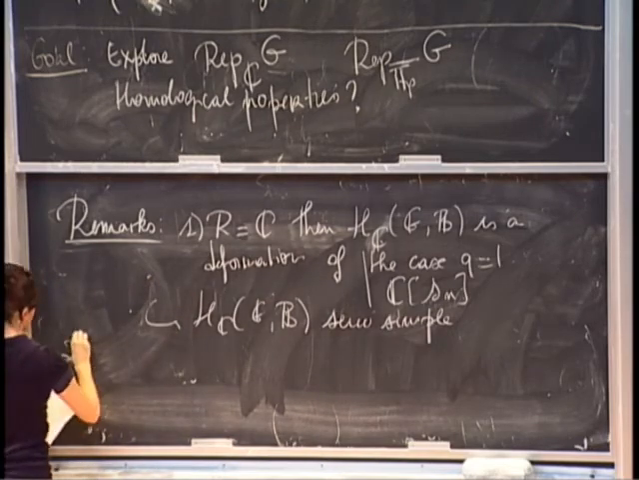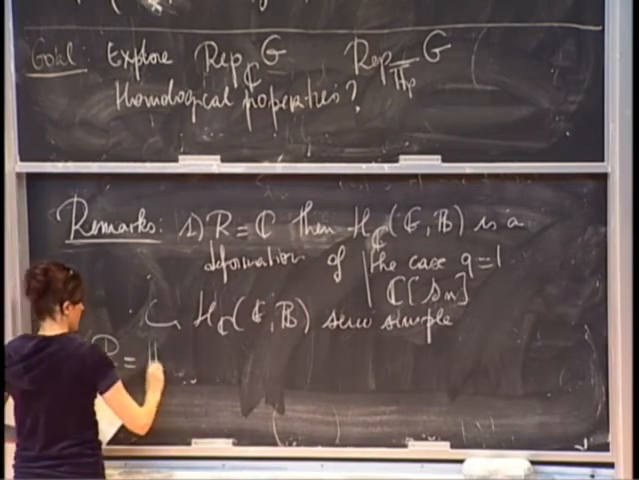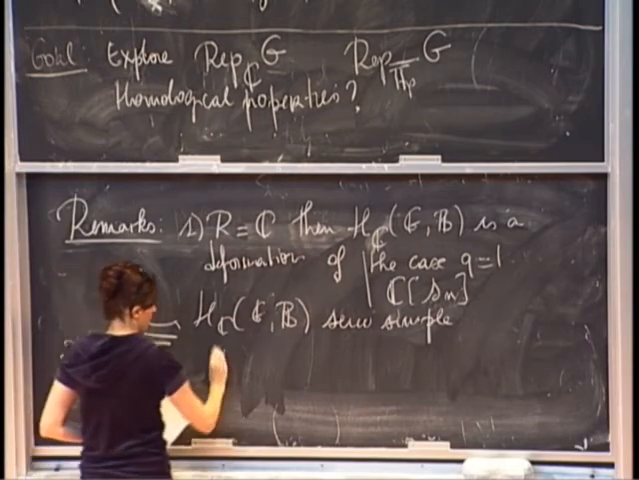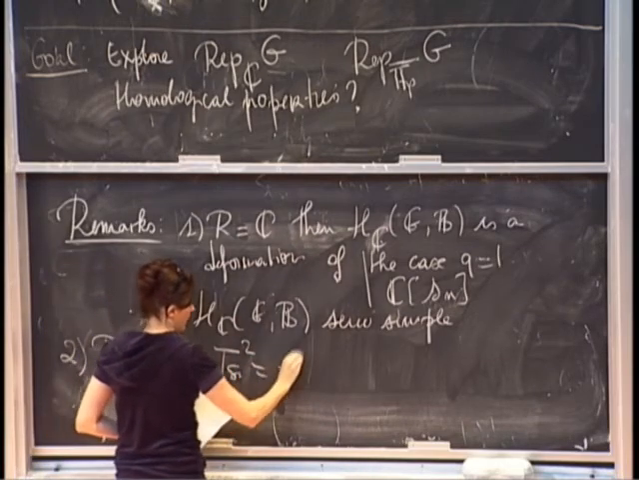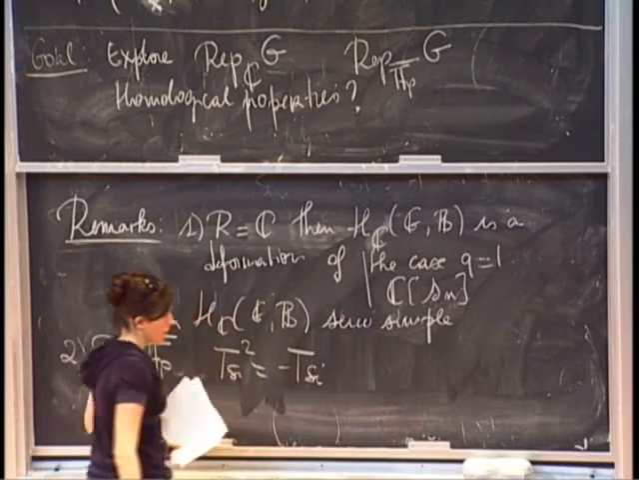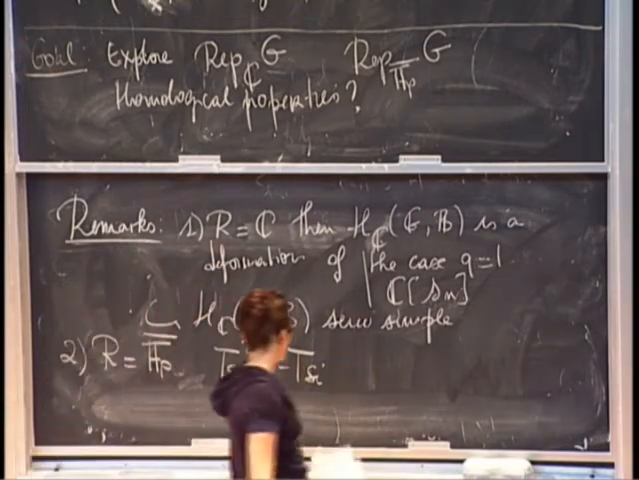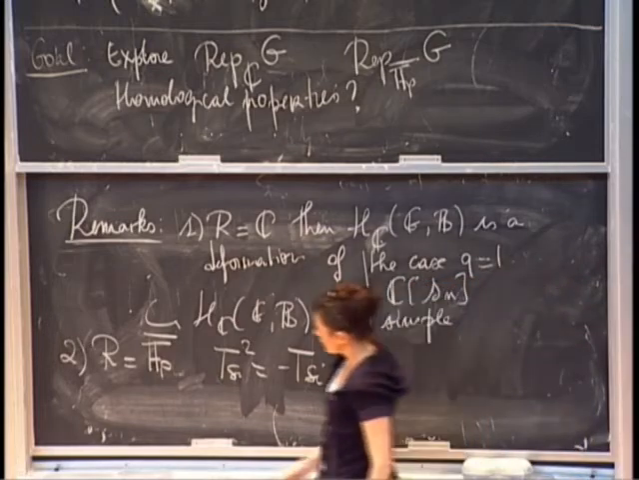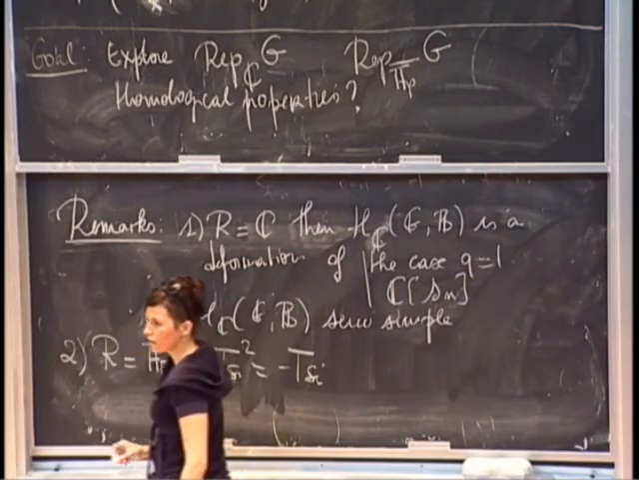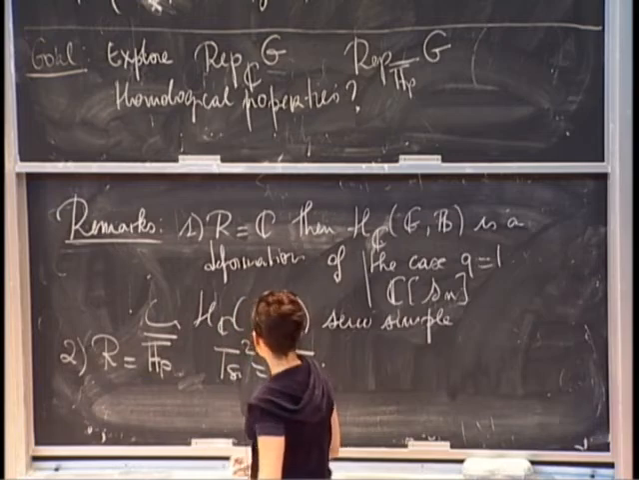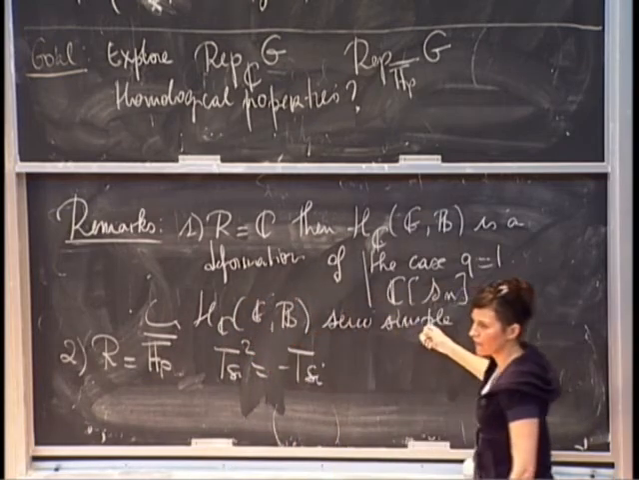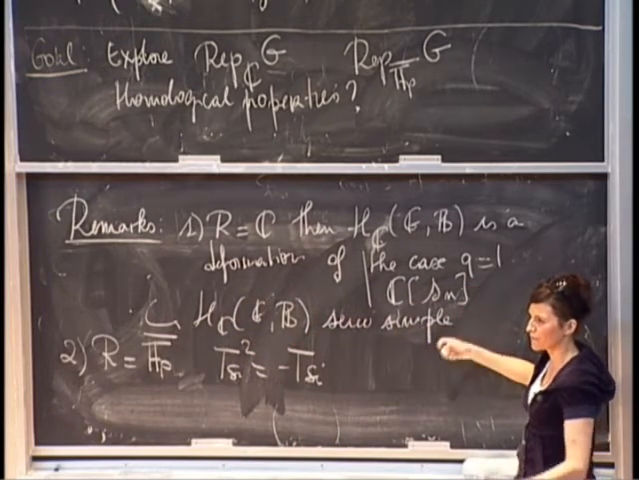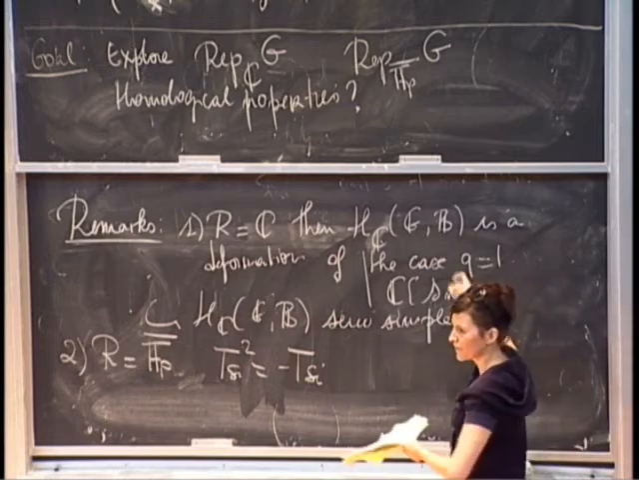But now if I switch to characteristic p, as I said, the quadratic relation becomes T_{S_i} squared equals minus T_{S_i}. So we can't really, I mean, this argument is wrong. And what can be proved is that, well, okay, yeah, it's a little fast. Let's say that being semi-simple is an open condition, and well, okay.